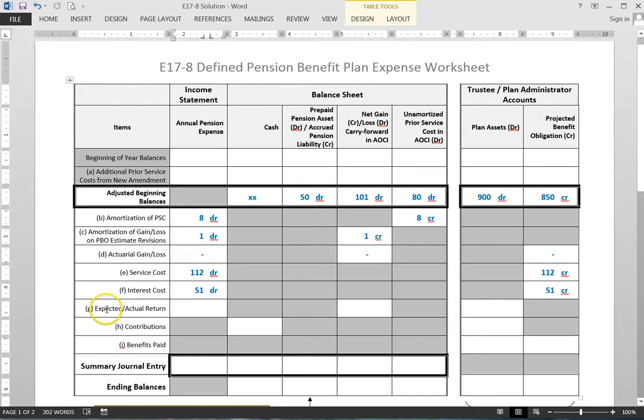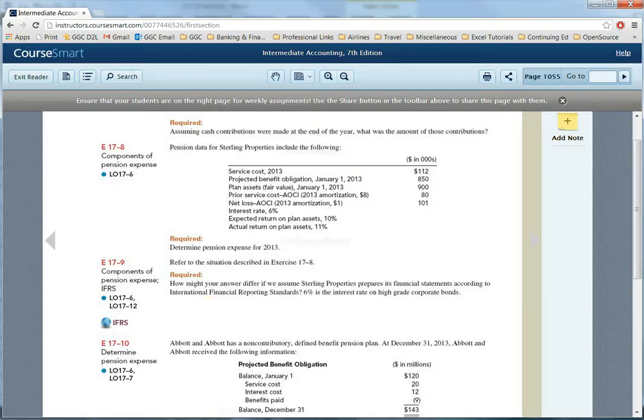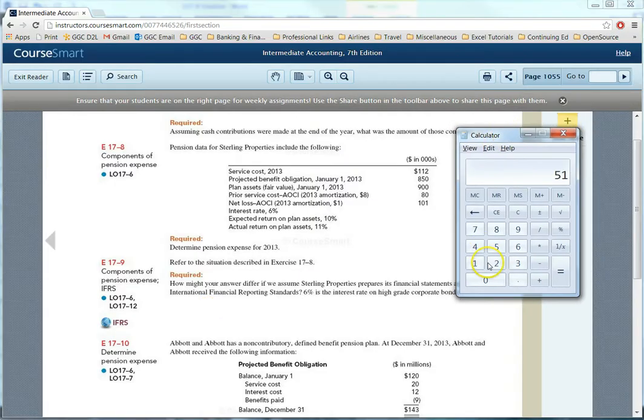That's based on assumptions made by management and the actuaries. And the debit to plan assets is going to be based on the actual rate of return. So we need to know both of those. And if we go back to the data here, we can see that the expected rate of return is 10%. Long-run expected rate of return on plan assets is 10%. Plan assets started out with a balance of $900,000.